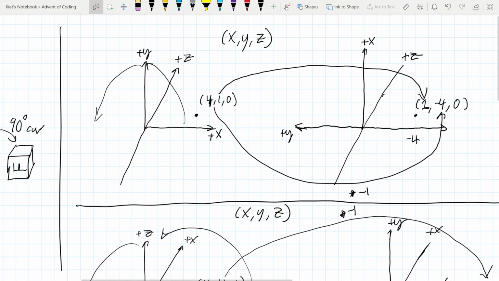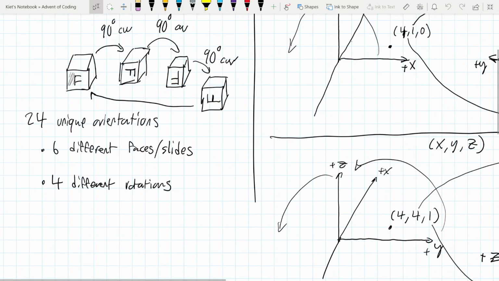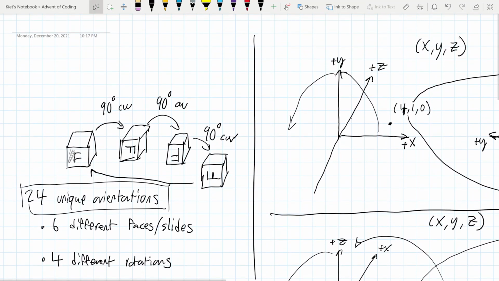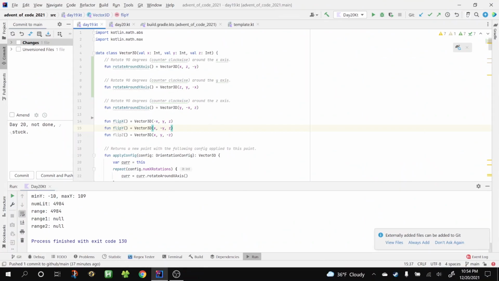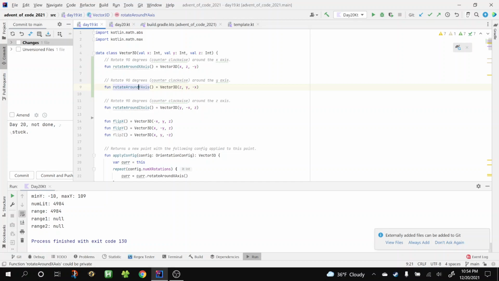So obviously, the orientation will be used for getting the scanner coordinates in these 24 unique different rotations, and you can do that however you like. If you're interested in how I solve this problem, I'll go ahead and link the code in the description, my GitHub. And if you take a look at these rotate around methods, then these follow whatever I just talked about here.